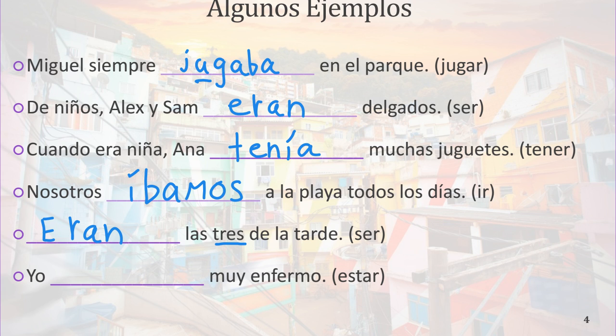The last one here, yo estar muy enfermo. So I was very sick, all right? And like I said in the last lesson, we almost always use the imperfect tense when we're talking about how we feel or what our emotions are, okay? So since I'm saying that I was sick, I want to use the imperfect tense here. So it's going to be yo estaba. And remember, we don't have to use an irregular verb here because estar is treated as a regular verb in the imperfect tense, all right?